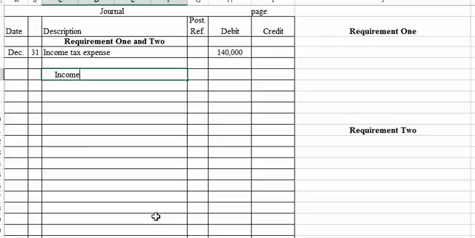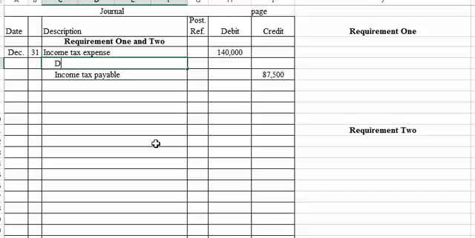Now let's credit income tax payable. It's calculated by taking taxable income times the tax rate. Taxable income is $250,000 times the tax rate of 35%. That gives us income tax payable of $87,500. Now, if you get to this point in the entry, we need more on the credit side to balance the entry.